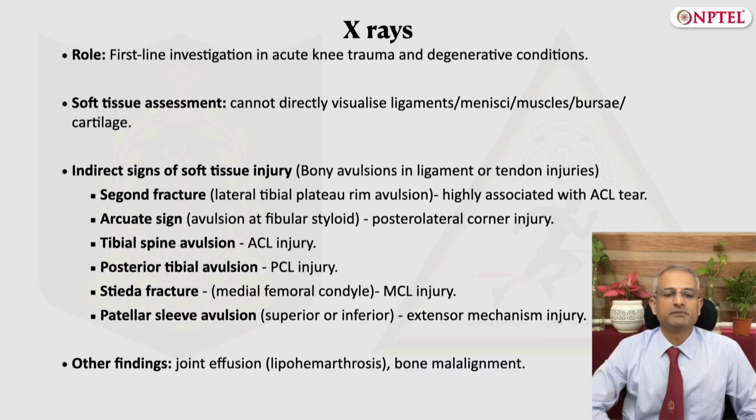You may be able to see a tibial spine avulsion, which suggests an ACL injury. Sometimes you may be able to see a patellar sleeve avulsion from either the superior or inferior pole of patella, which indicates injury to the extensor mechanism. Here, even if the bony speck is not visible, you may find the position of patella either riding very high or low in the knee compared to what it is when it is attached to both patellar as well as quadriceps tendon.